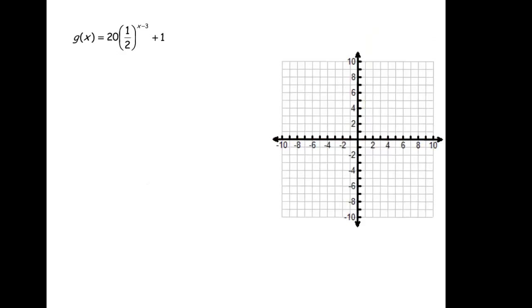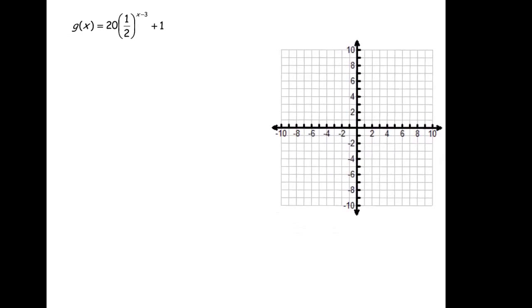Look at this. This is looking pretty complicated. Let's take a look right here. Plus 1. We know that this got shifted up 1. Well, if the basic exponential function has a horizontal asymptote at 0, I'm going to say that this has a horizontal asymptote, I'll just say HA, at y equals 1. I'm going to graph that first. Just like that.